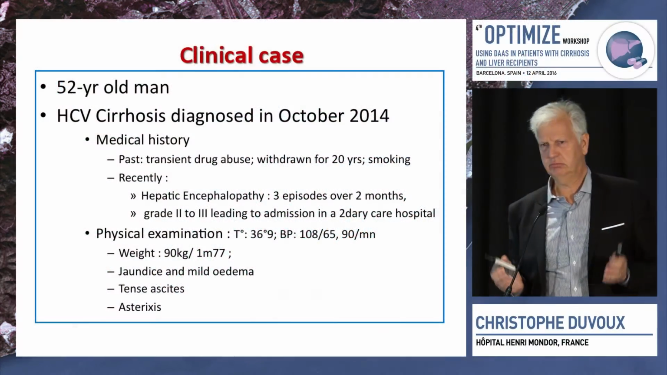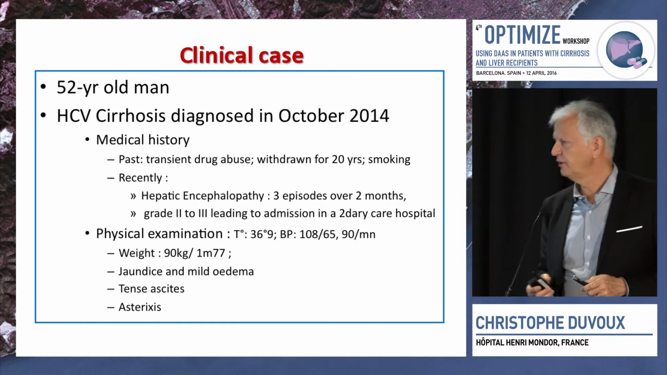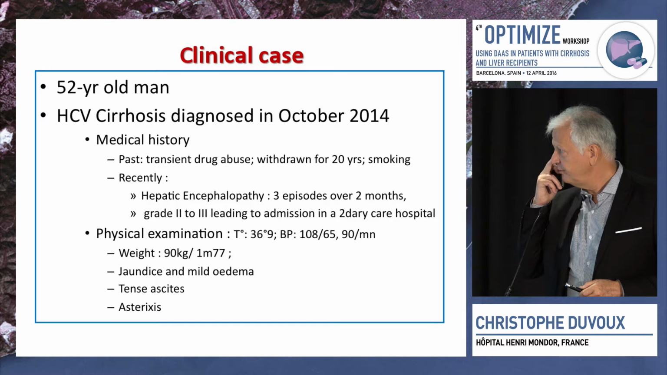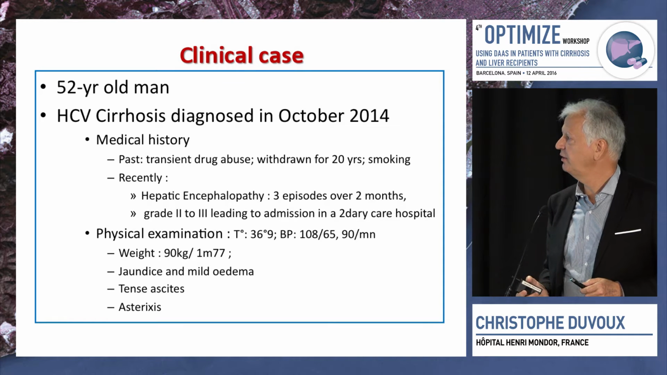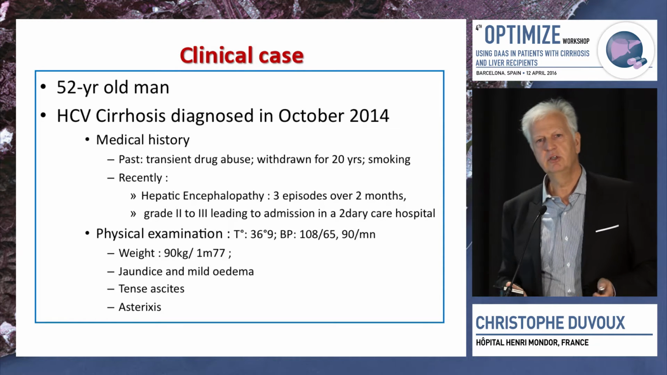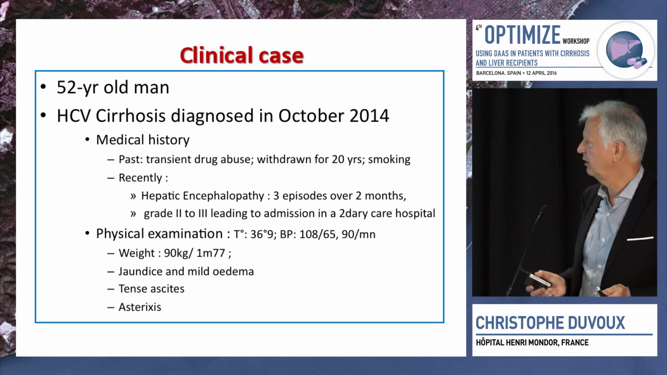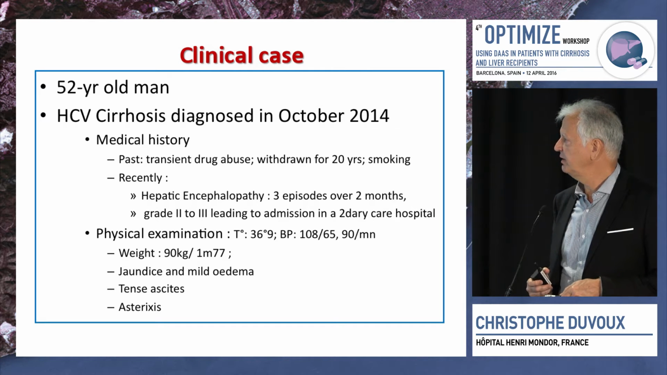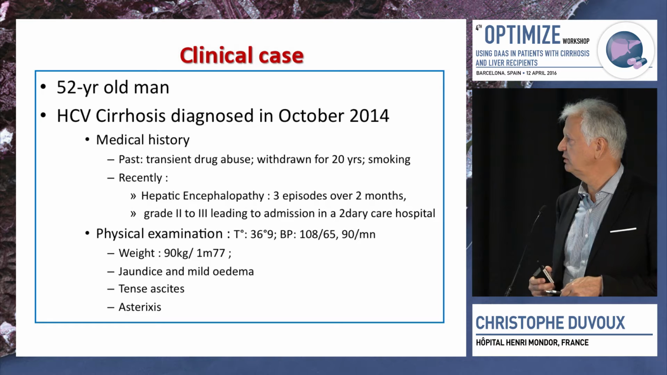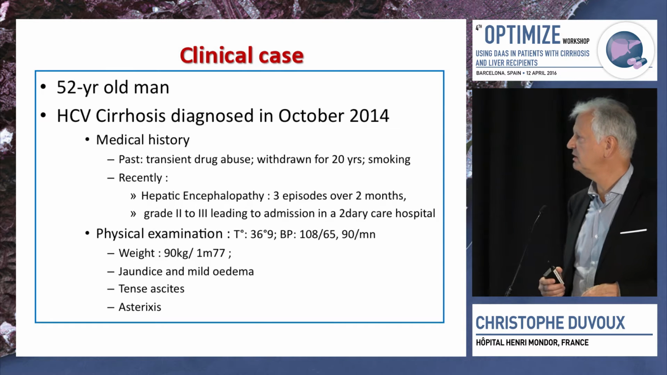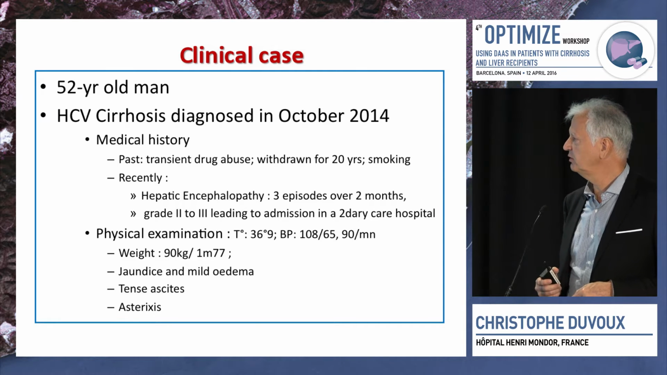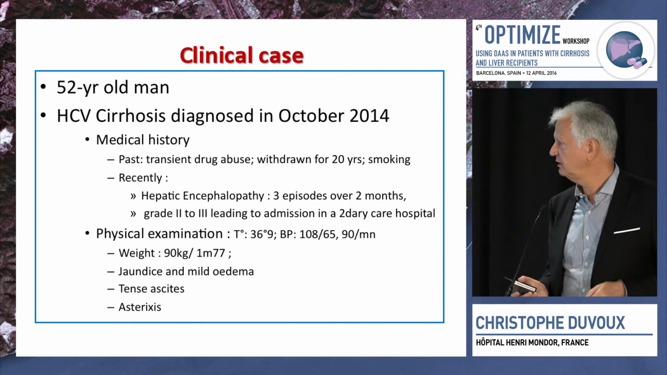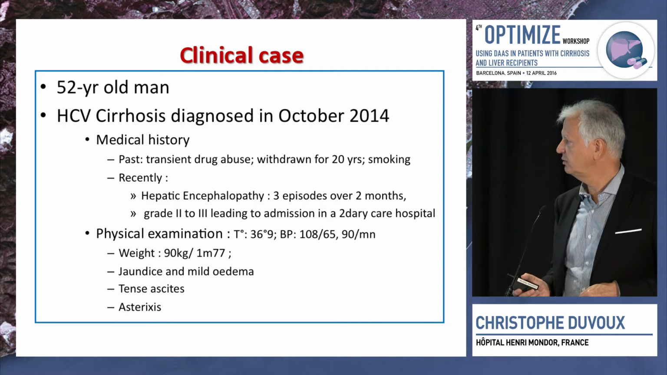My clinical case is really a real-life bedside clinical case, a true case, of a 50-year-old man who was diagnosed with HCV cirrhosis in October 2014, that is 1 year and a half ago. His past medical history includes transient drug abuse, withdrawn for 20 years now, and smoking. Recently the patient was admitted for 3 subsequent episodes of hepatic encephalopathy over 2 months, grade 2 to grade 3.